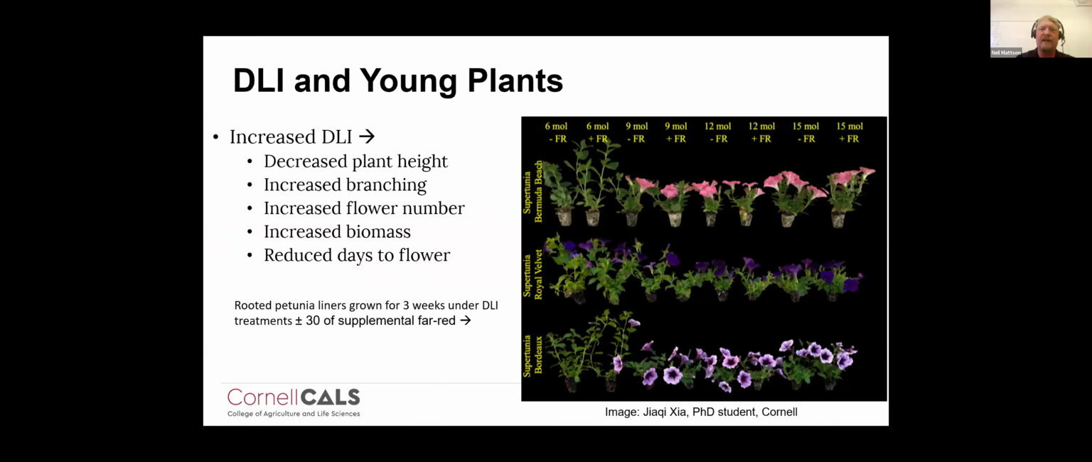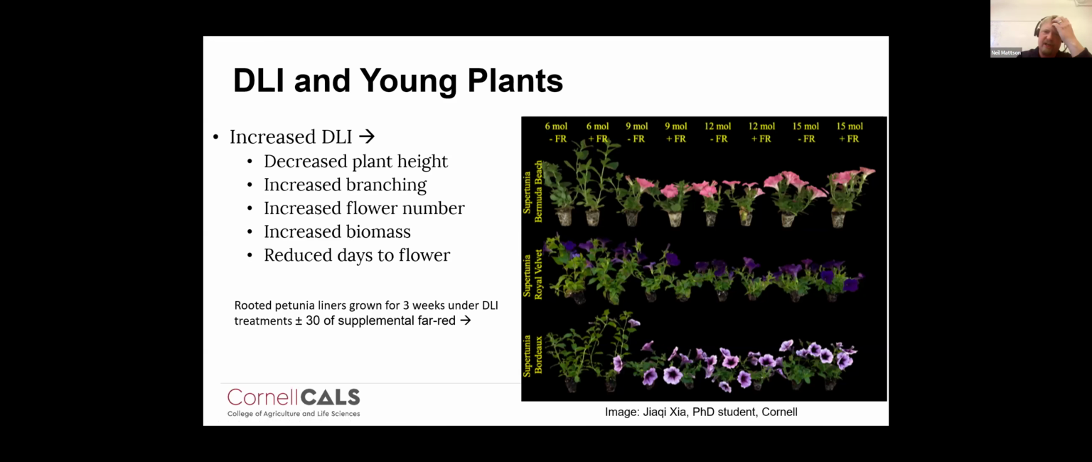We had a study where we propagated petunia cuttings and rooted them under different daily light integrals in a greenhouse. Those varied from 6 moles of light up to 15 moles of light. What we saw is that as we increase the daily light integral, we decrease the plant height. Under low light conditions, plants stretch excessively, which is a shade response. Under higher light, they also have increased branching and increased flower number, which is desirable for their quality characteristics, increased biomass, and reduced days to flower.